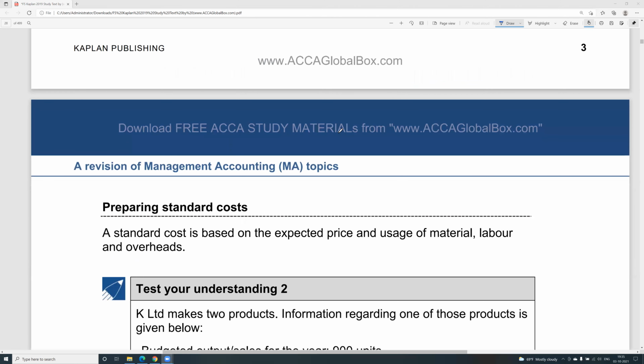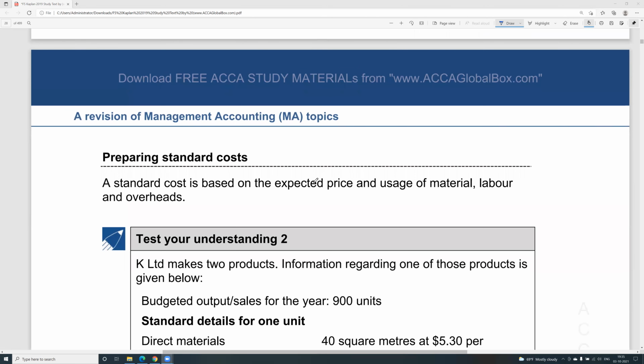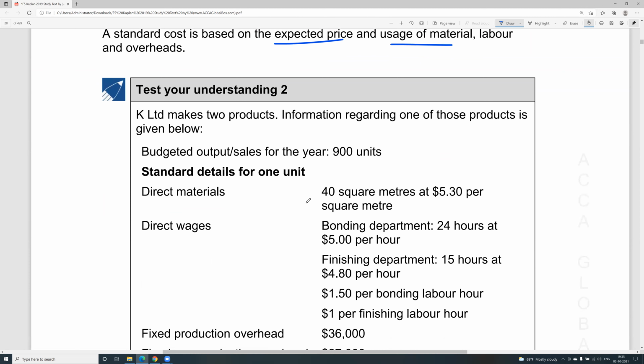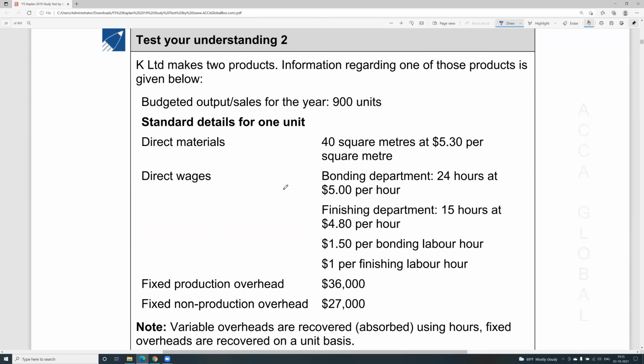Preparing standard cost. A standard cost is based on the expected price and the usage of material, labor, and overheads. Now, K Limited makes two products. Information regarding those products is given below. There's another test understanding. You have already done this in your management accounting. If you've done it there, then this is a cakewalk. But if you have not done it in your management accounting paper, then I want you to do it here with me right now.